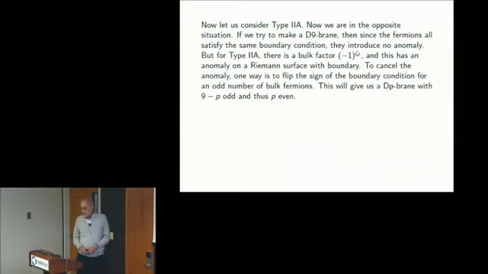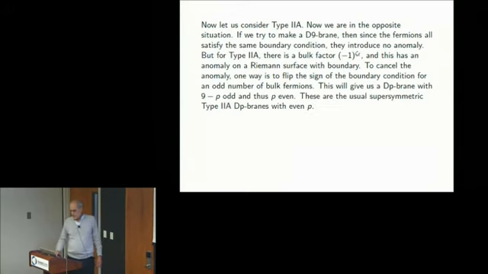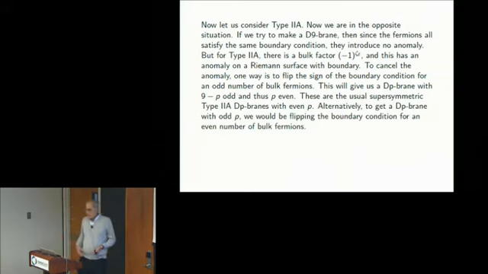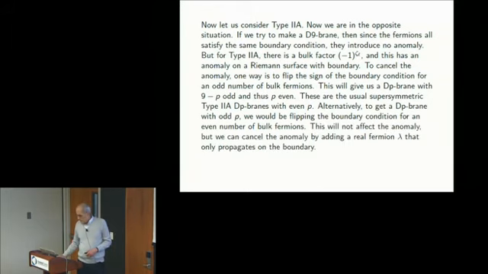To cancel the anomaly, one way is to flip the sign of the boundary condition for an odd number of bulk fermions. That gives a Dp brane where 9 minus p is odd, so p is even. These are the usual supersymmetric type 2a Dp branes with even p. But there's something else we could have done. If we want a Dp brane with odd p, then flipping the sign of 9 minus p worldsheet fermions didn't help. But we can cancel the anomaly by adding a real fermion lambda that only propagates on the boundary.